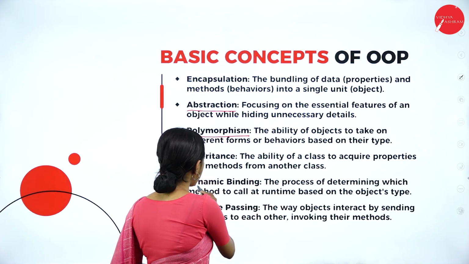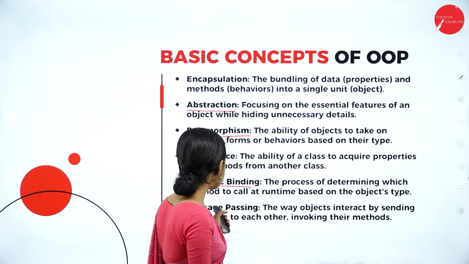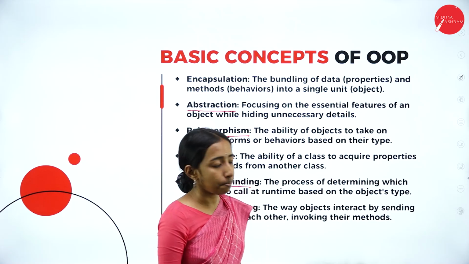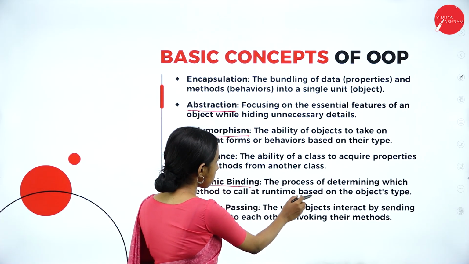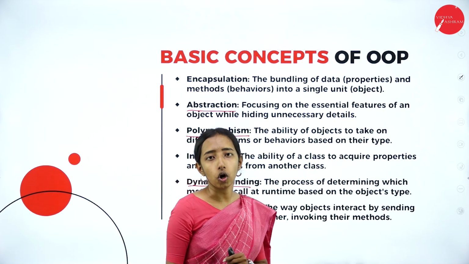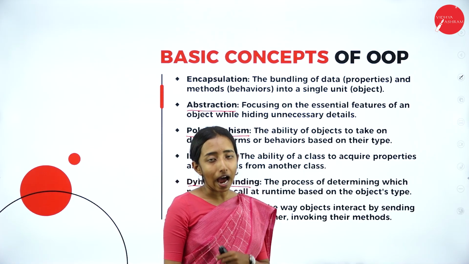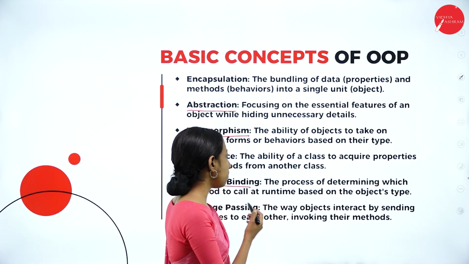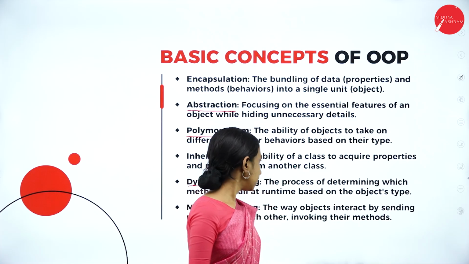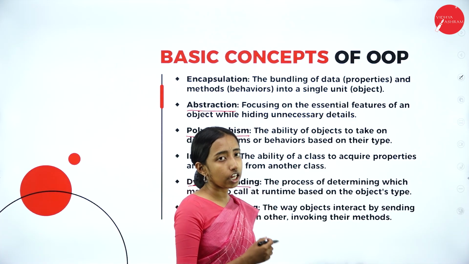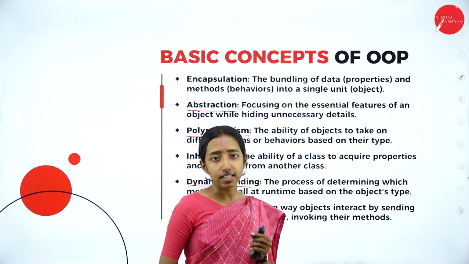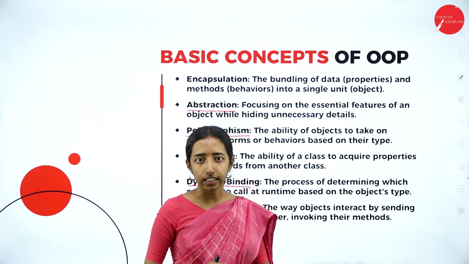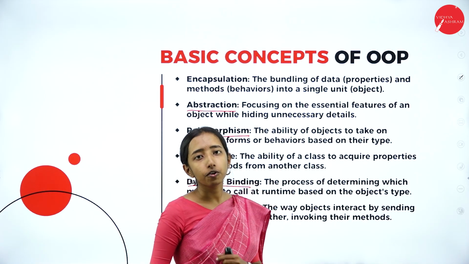After that, dynamic binding. It is the process of determining which method to call at runtime based on the object type. Dynamic binding mainly focuses on determining which method is to be called at execution time. After that, we have message passing. Message passing is the way objects interact by sending messages to each other, invoking methods. So message passing is where messages are passed between the objects that we create. So these are the basic concepts of OOPS.